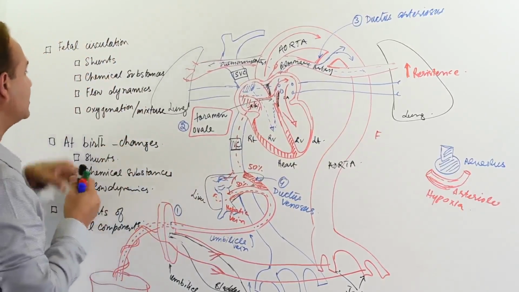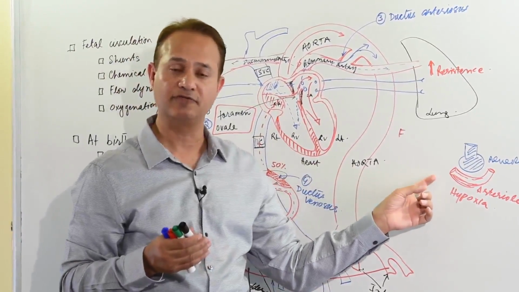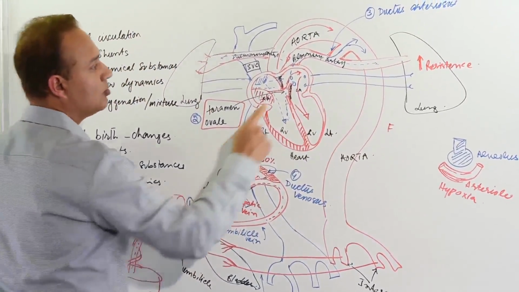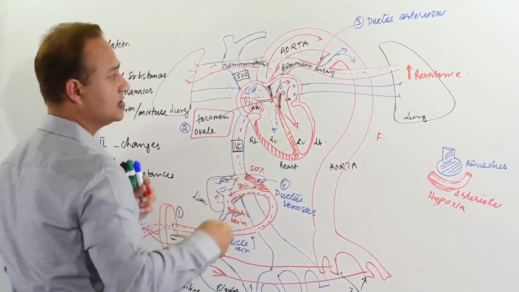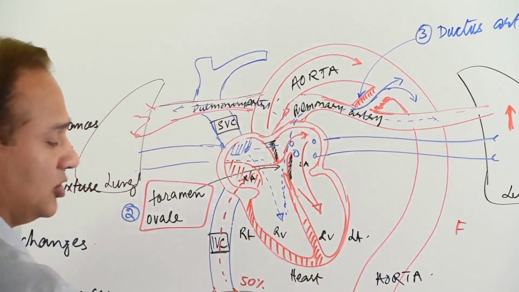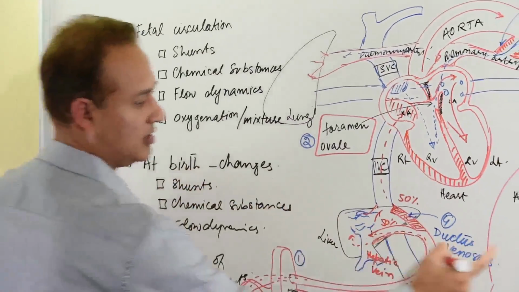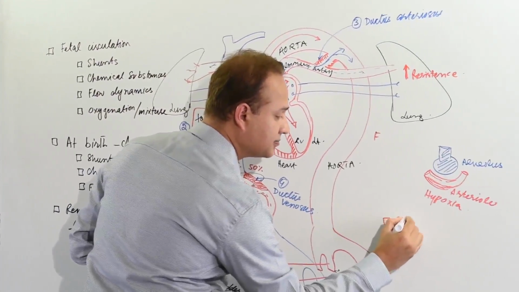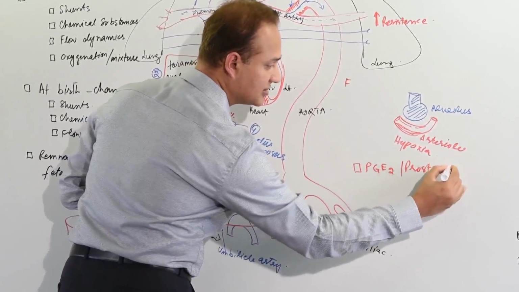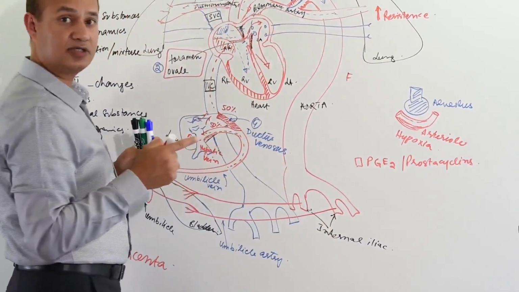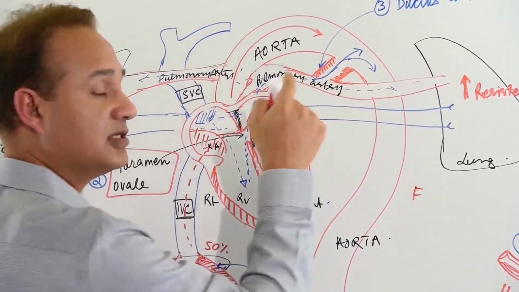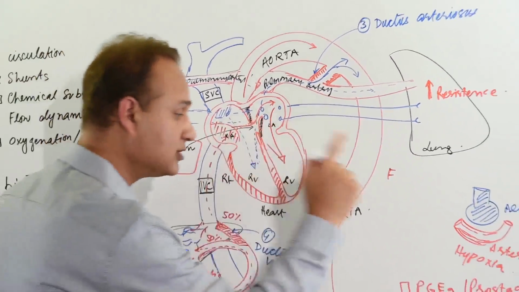You have seen one chemical reason so far, and that is that the resistance in the pulmonary arterioles is high because of the hypoxia present in the lungs. Now there is one more thing here. The ductus arteriosus has also specialized muscles that react very much to prostaglandins, PGE2, and prostacyclins, and that prostaglandin and prostacyclin is released from here. Why is it released? Because of hypoxia.